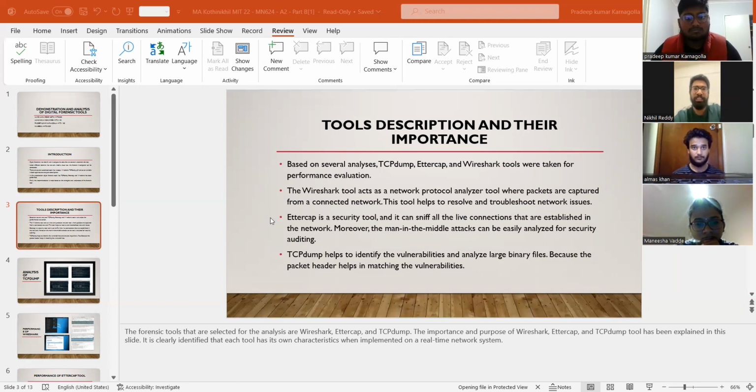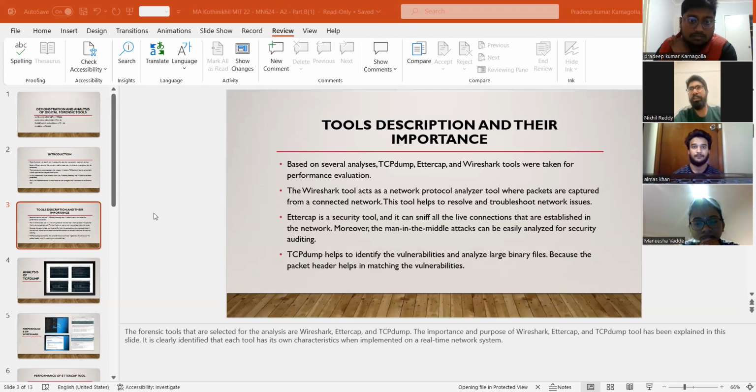EtherCap is a security tool, which is also a digital forensic tool used for security purposes. The main operation of EtherCap is that it sniffs all connections in the network, so that the man in the middle attack, where a third person enters the network, can be overcome by using this EtherCap tool.